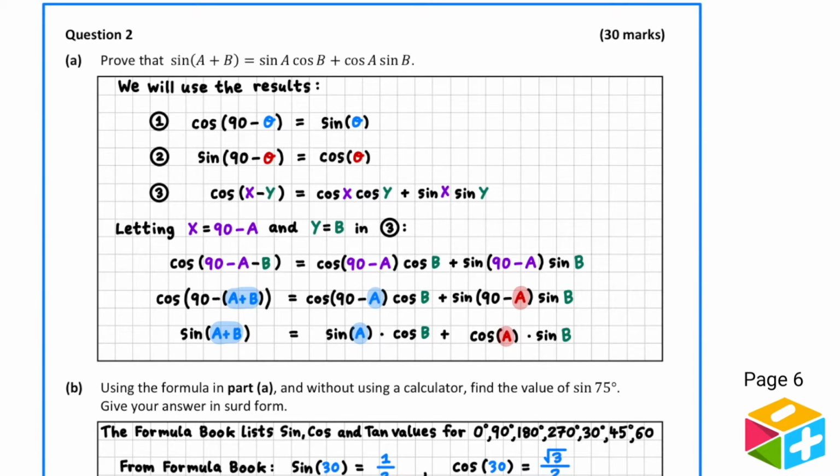Putting everything together, we've ended up with the sine of a plus b equal to sine of a times cos of b plus cos of a times sine of b. This is the exact statement we needed to obtain.